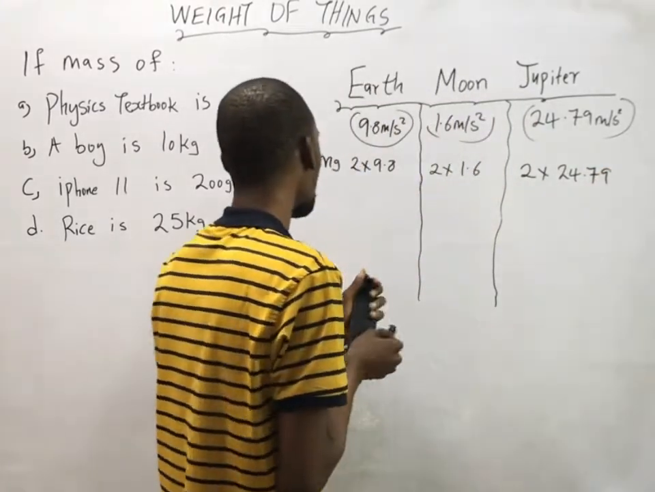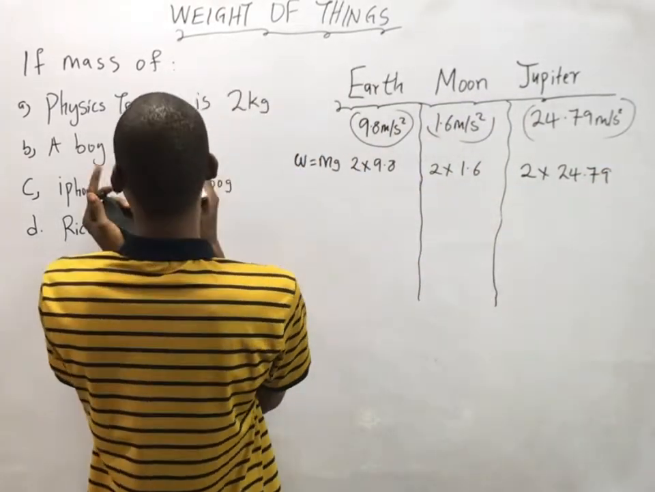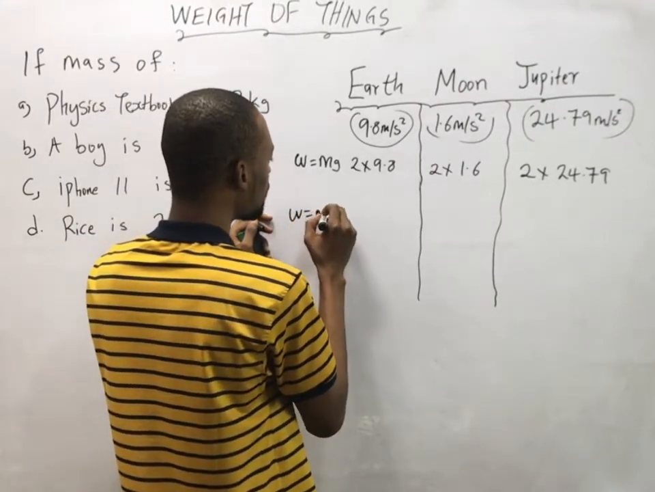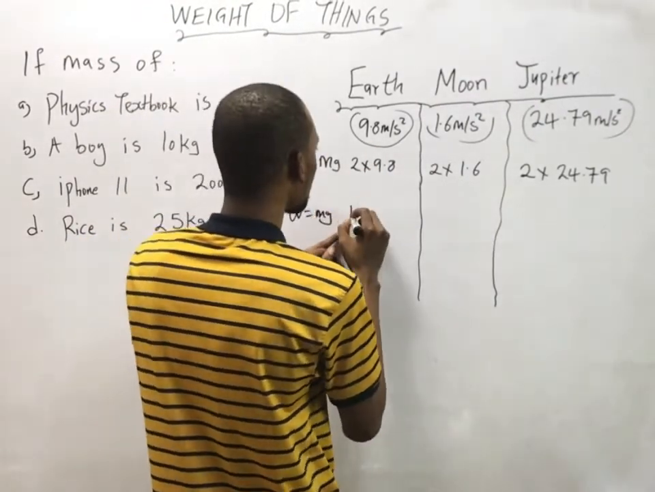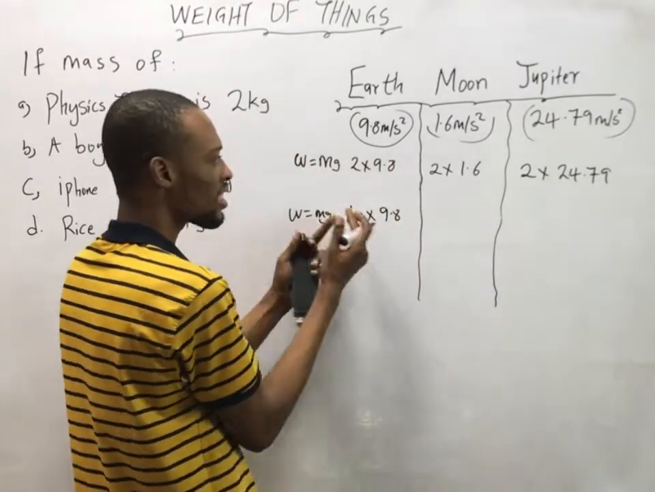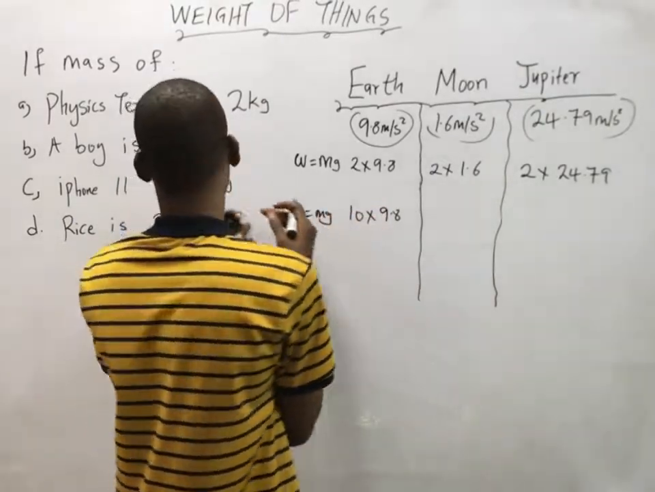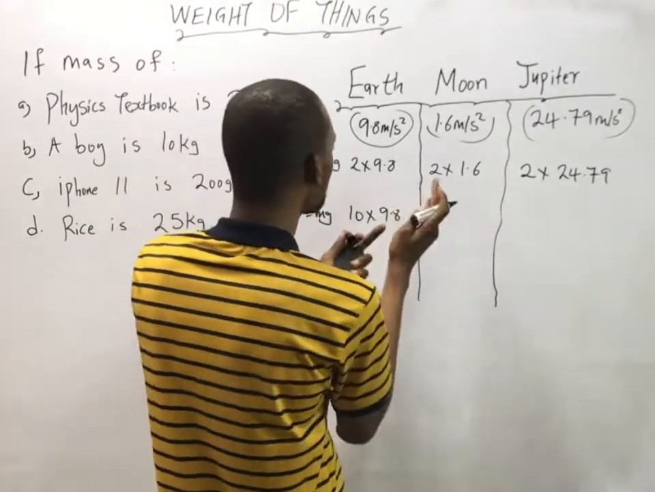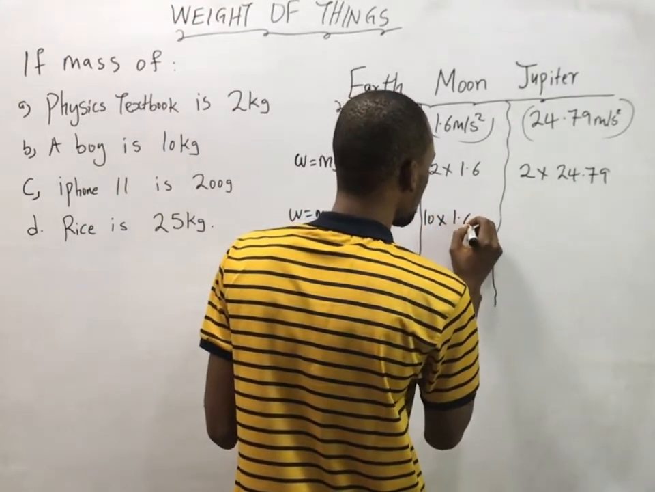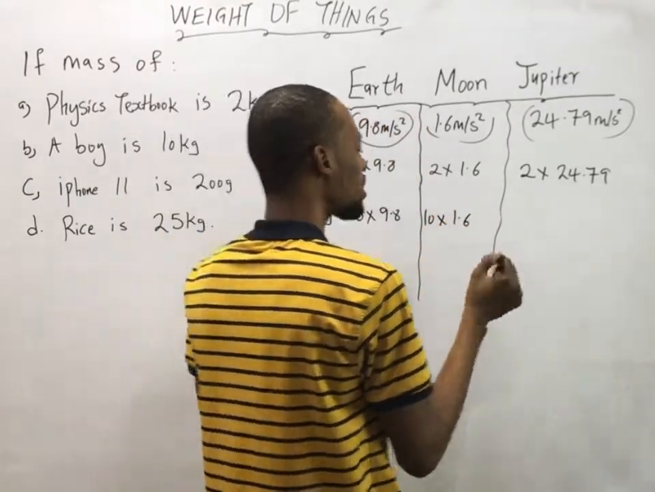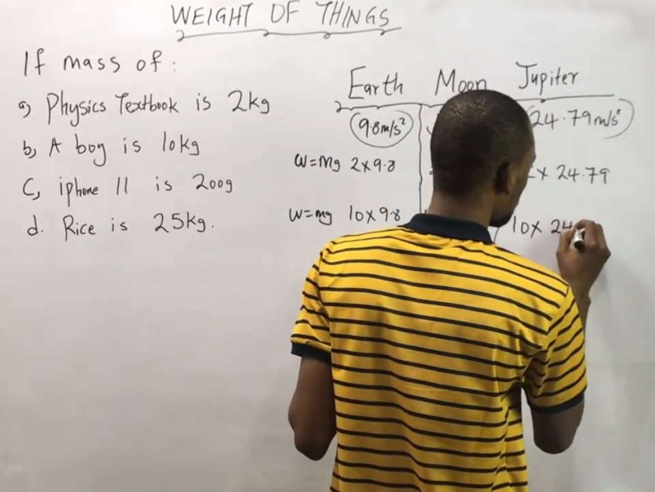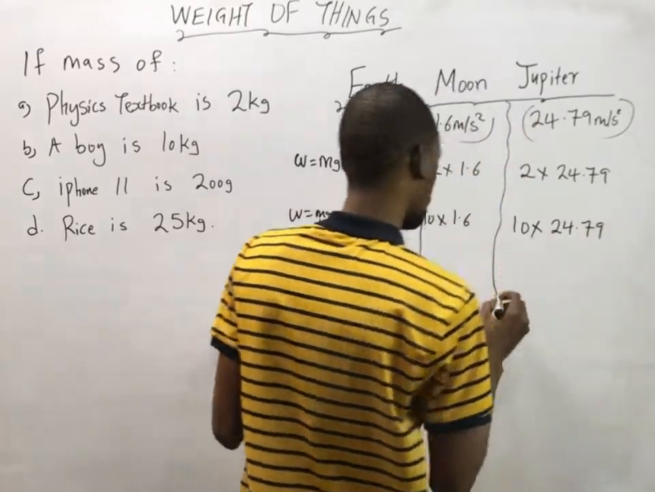In Jupiter, it will simply be 2 times 24.79. Now, the weight of a boy of 10 kg: on Earth, weight is equal to mg. It will simply be 10 times 9.8. That's mass times acceleration due to gravity. On the Moon, it will simply be 10 times 1.6 Newton. On Jupiter, we'll have 10 times 24.79.